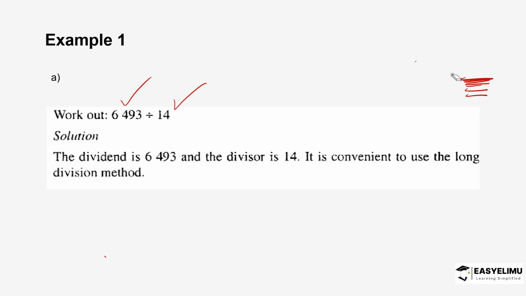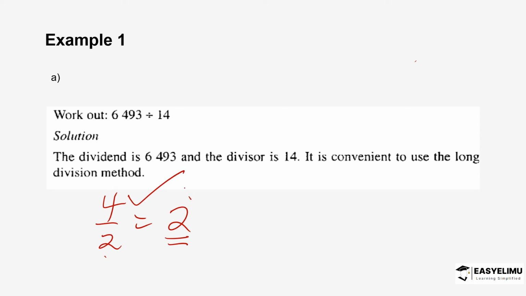So we want to see whether we're going to have a remainder, and of course what is going to be the quotient. The dividend is 6,493 and the divisor is 14, and it is more convenient to use long division. In the previous case we just looked at 4 divided by 2 and we realized the answer is 2. This method still can be used; it's a shorter, simpler way of doing it.